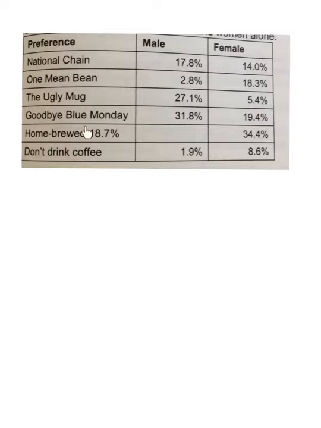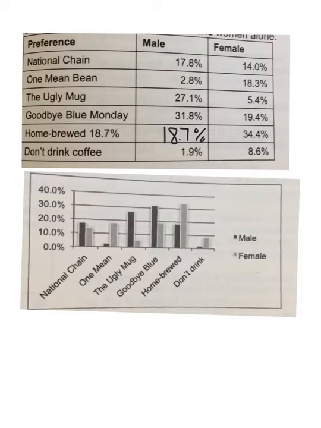Oh, there's a mistake. Look at this. This 18.7 should be over there. Okay. So maybe I should just write it in. I wonder if I could do that. 18.7. There you go. Fixed it. Okay. So now we're going to look at what the bar graph looks like. Okay. That's the do part.